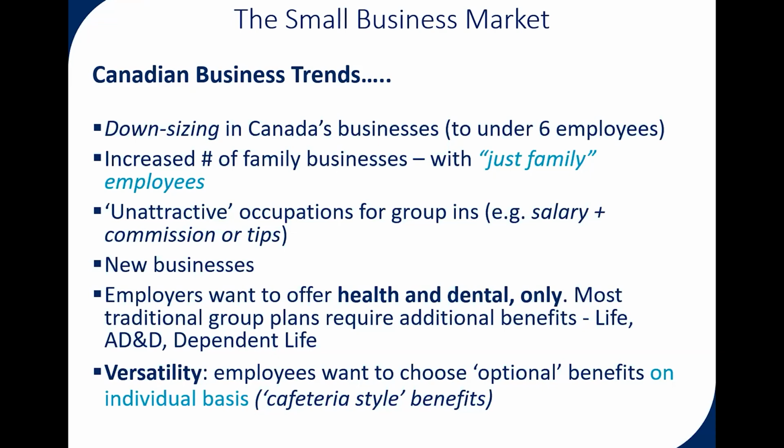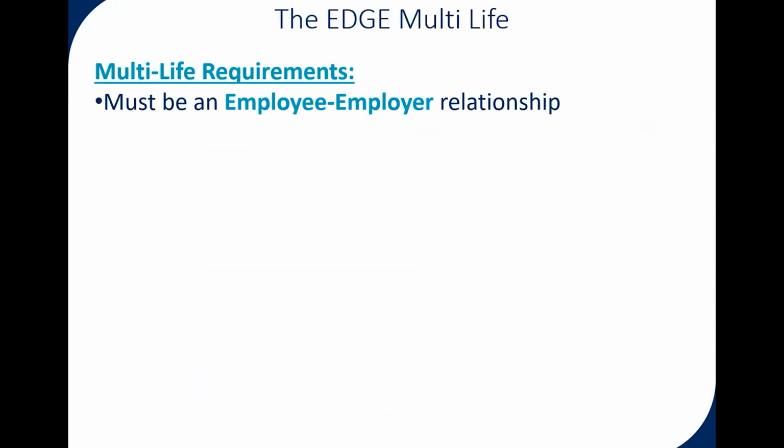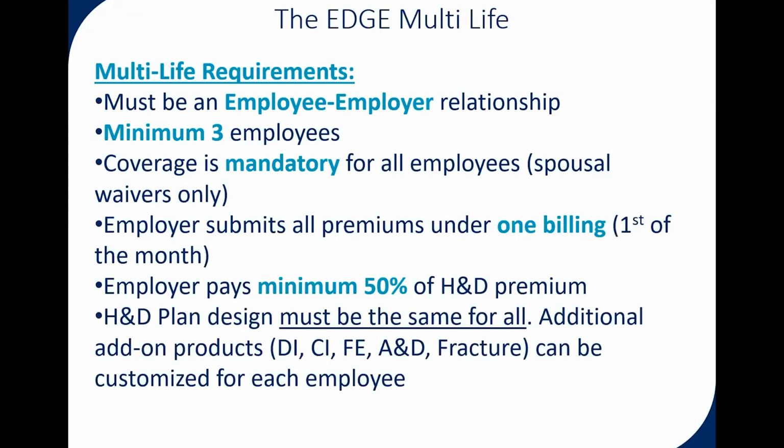As I mentioned, prior to the EDGE, I spent 23 years on the group side. When I first started in group, we considered an employer with less than 50 employees small group. That's like a medium large group now. There's lots of companies with averages around 6 employees. A lot of them are solely family businesses. There's a lot of unattractive occupations or industries out there that group insurers don't like, or maybe they're new in business. There's a number of things that we're seeing right now that are not a problem with the EDGE multi-lives.